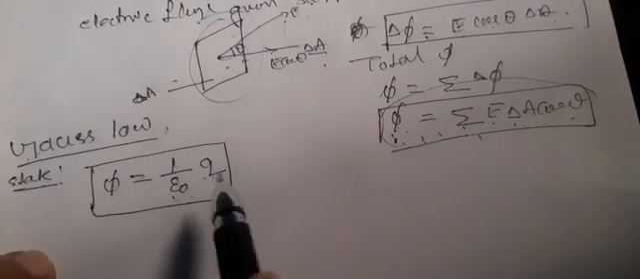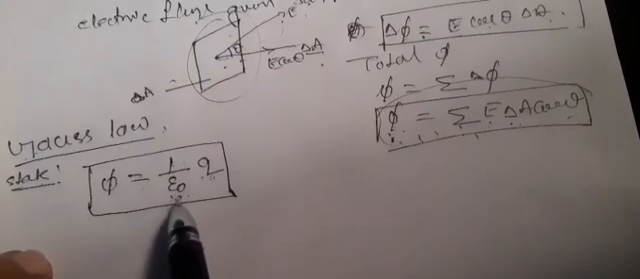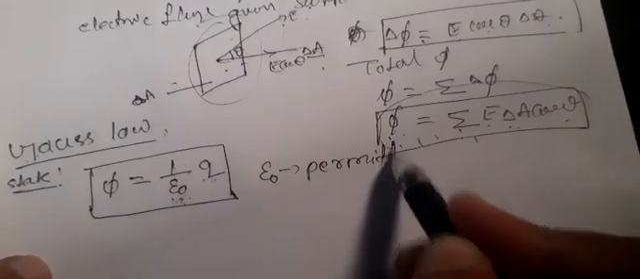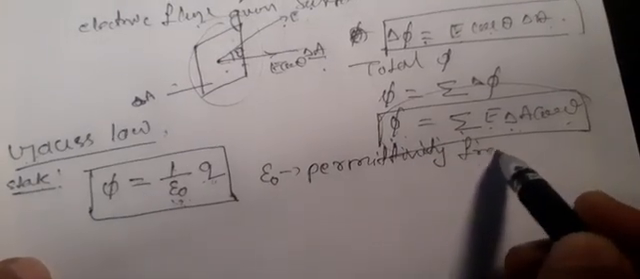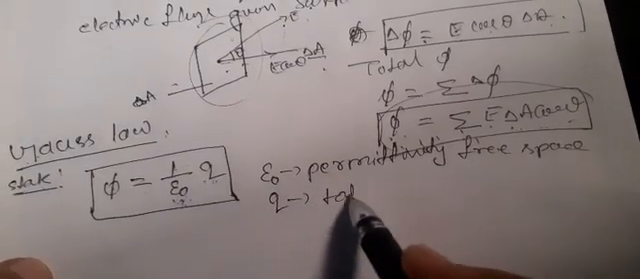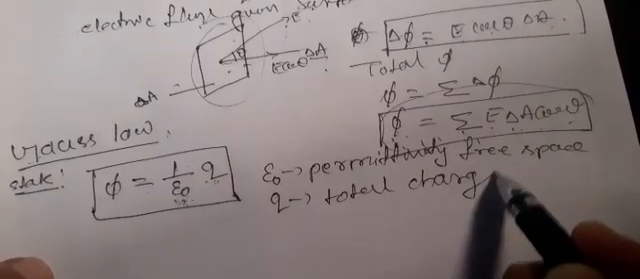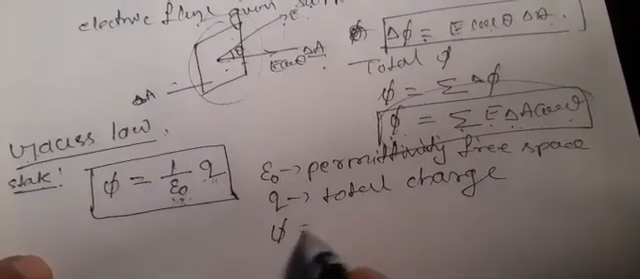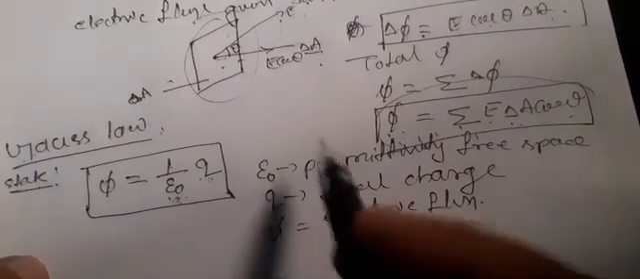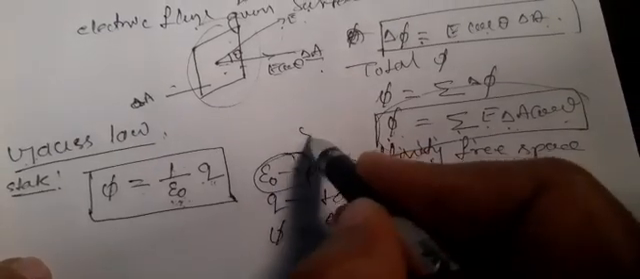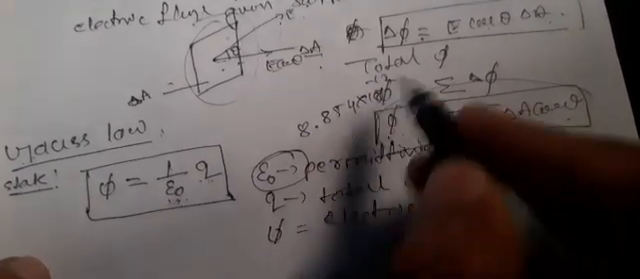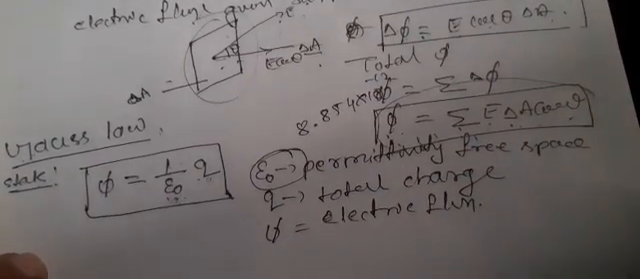Here, epsilon naught is the permittivity of free space, Q is the total charge or net charge, and phi is the electric flux. The value of the permittivity is 8.854 times 10 power minus 12 farad per meter.